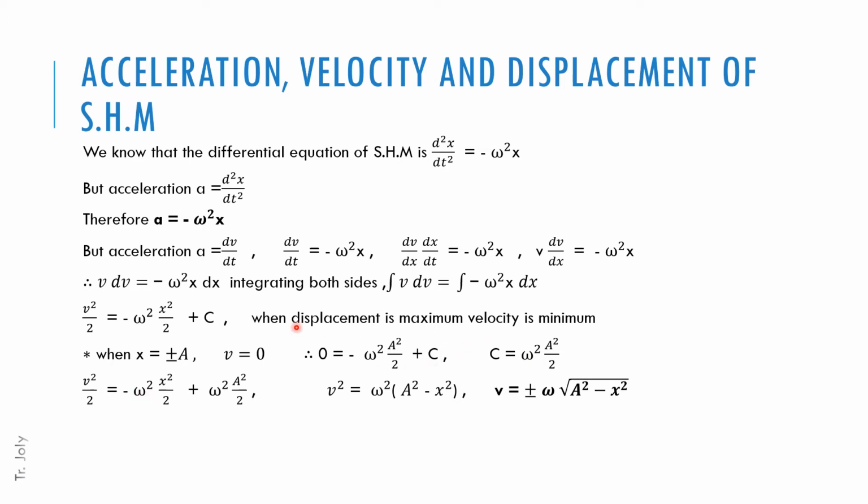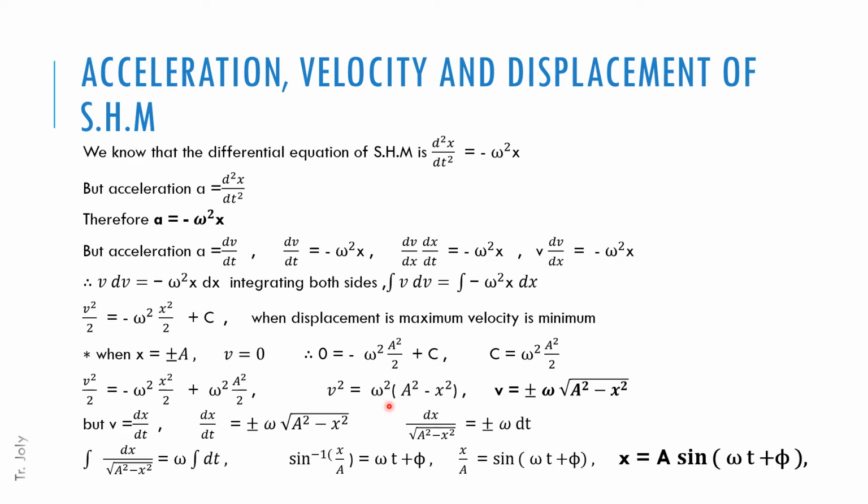Substitute the value of c in this equation. So v square by 2 is equal to minus omega square x square by 2 plus omega square a square by 2. Cancel 2 on both sides. We will get v square is equal to, from these two terms we can take omega square common, omega square into a square minus x square, or v is equal to plus or minus omega root of a square minus x square. This is the equation for velocity.